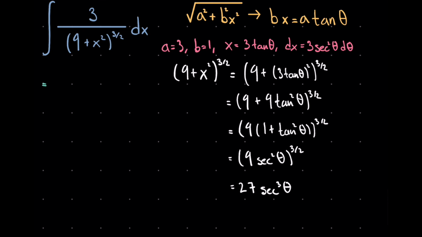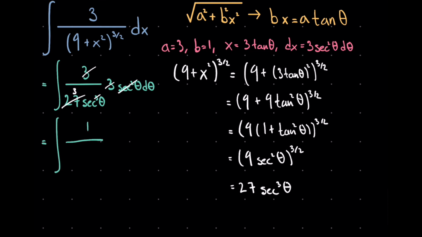We write 3 over 9 plus x squared to the power of 3 over 2. That will become, as displayed below, 27 times secant cubed theta. And dx becomes 3 times secant squared theta d theta from the substitution. And so let's see what reduces here. The secant squared theta completely reduces, and we're left with secant theta in the denominator. We have 3 times 3, that's 9. 9 over 27. The 3s will cancel out, and we'll only have a 3 left in the denominator. So what we're left with now is the integral of 1 over 3 secant theta d theta.